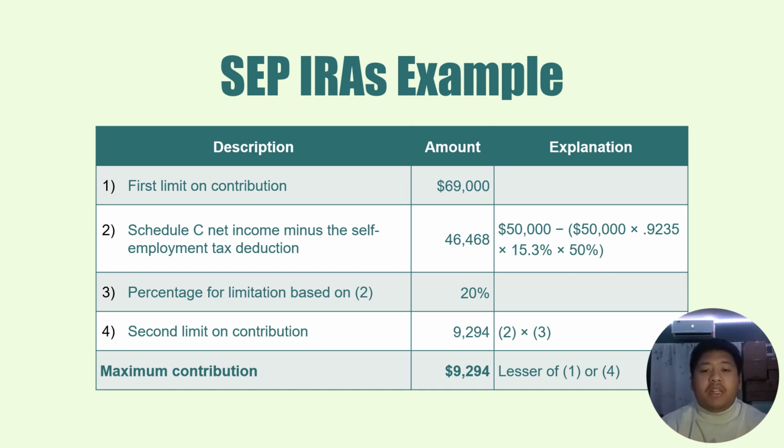Next, we would multiply that $46,468 by 20% to get our second limit on the contribution, which would come out to $9,294. Now, to choose which contribution to pick, we would have to choose which is the lesser of the two limits that we have here. And since $9,294 is the lowest, that's the maximum contribution that Jason can make to his SEP IRA.